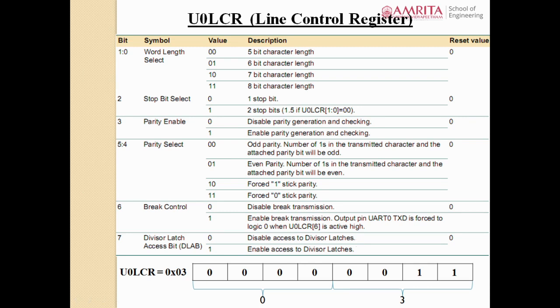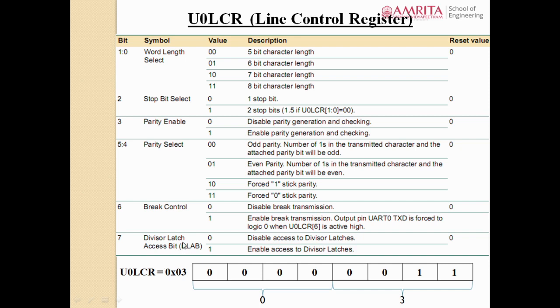Right? So first you should enable the access to divisor latches, write the value to the divisor latches. That is why you are doing U0DLL equal to 97. That means 97 you are writing into divisor latches LSB DLL. So after writing that, you should disable it, or you should lock the access. Otherwise, if by mistake you are writing some other value, the previous value will be overwritten and your serial communication will be affected. So once you have completed the writing to divisor latches, you need to lock it. How will you lock it? By disabling the access to divisor latches.